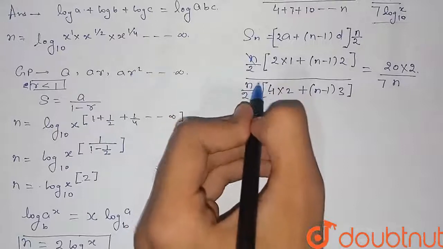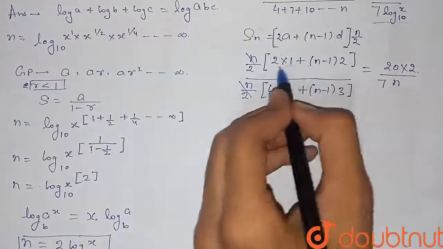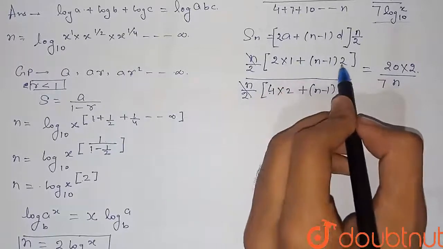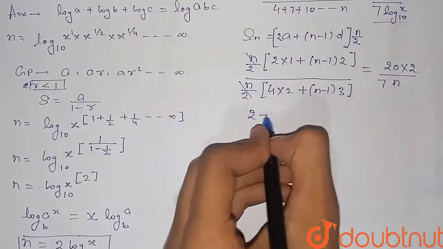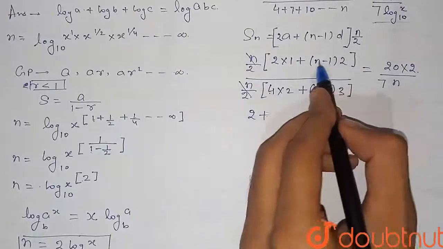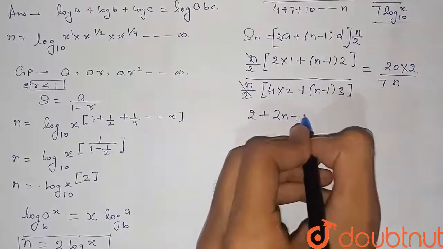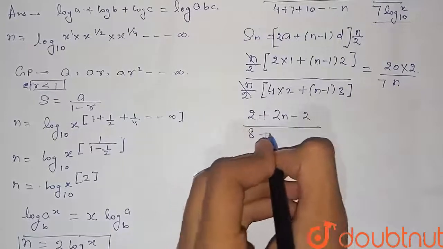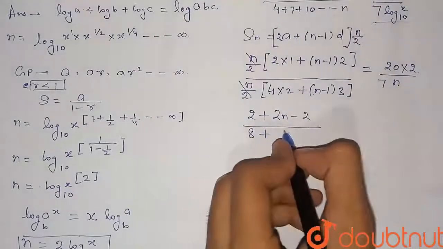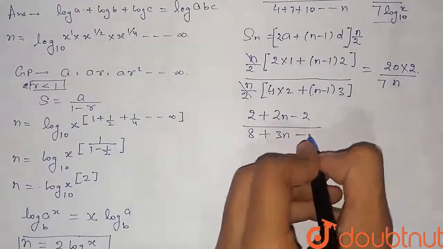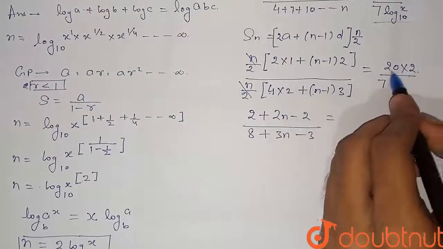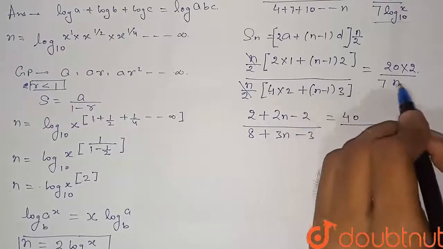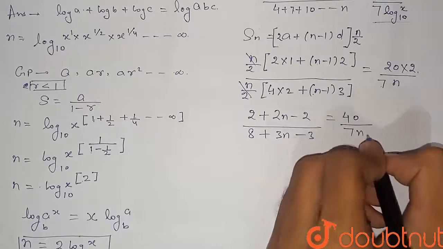Now cancelling this n by 2 with this n by 2 and simplifying, we get 2 into 1, that is 2, and 2 minus 2, because if we multiply this term, so 2 plus here this 2n minus 2, so 2n minus 2 here, and in the denominator it will be 4 into 2, that is 8, and here it will be 3n minus 3, so it will be 3n, and here this is minus 3, that is equal to 20 into 2, that is 40, and 40, and in the denominator it will be 7 into n. So here this is 7n. So this is the solution.